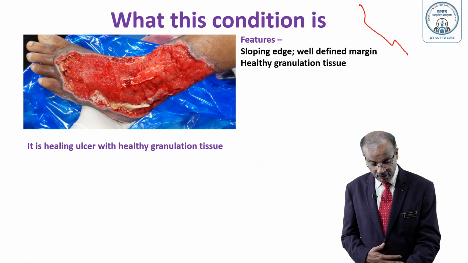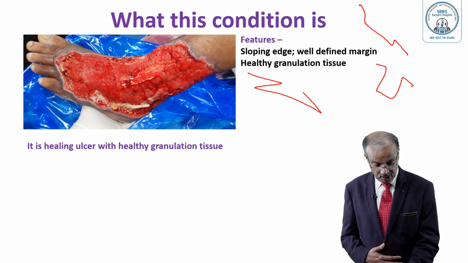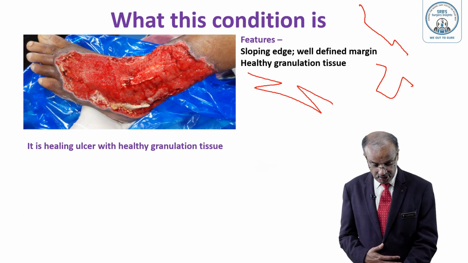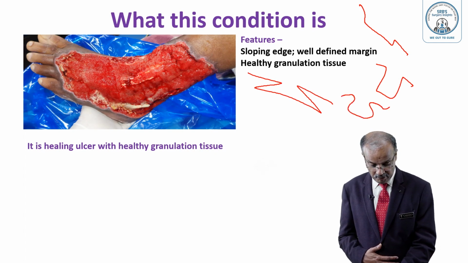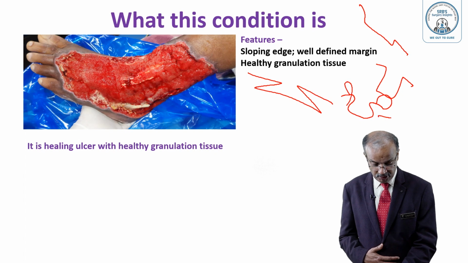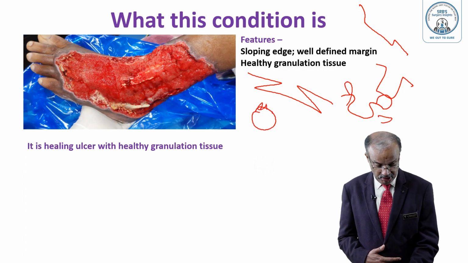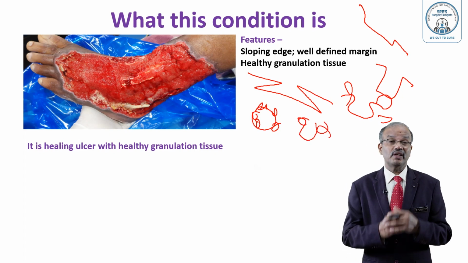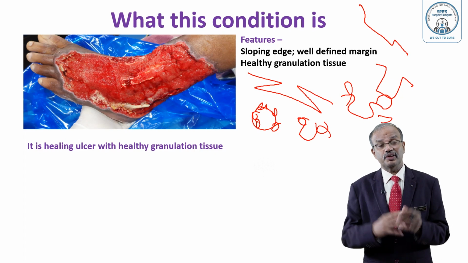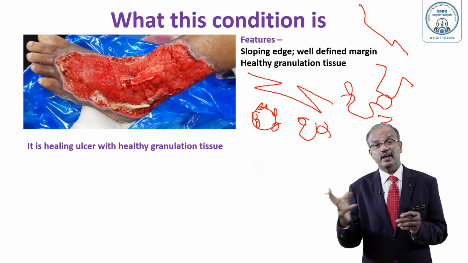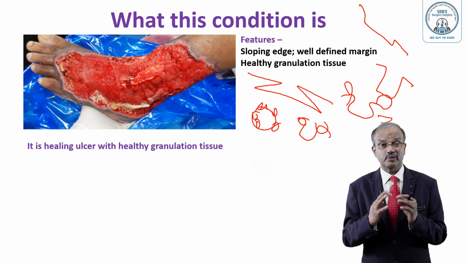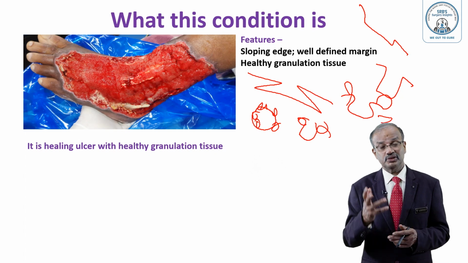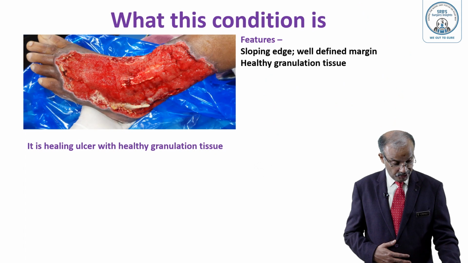This is the sloping, this is the punched out, and this is the tuberculous undermined ulcer, and raised and everted is the carcinomatous ulcer, and beaded is very typical of the rodent ulcer, like this. The different types of ulcer edges are a very commonly asked MCQ. Carcinomatous ulcer, which edge? Rodent ulcer, beaded, and undermined in tuberculosis, like that. You should remember very clearly. Viva also they will ask, short case also, OSCE also. So you should know that.